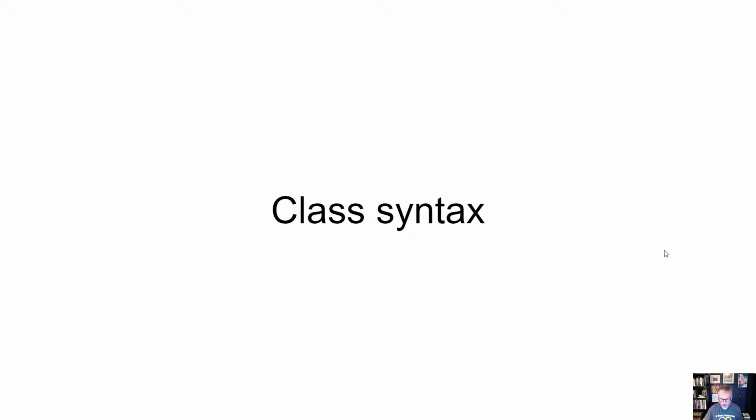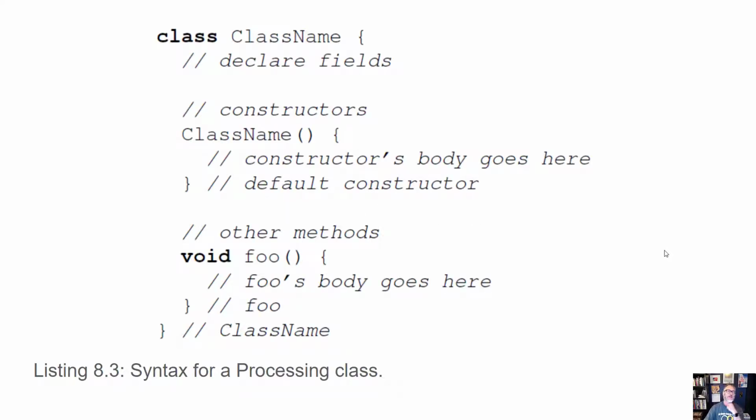You guys, I hope remember that syntax means what are the words we have to use to make the program do something? What do we have to type? So when we're writing a class, here is a listing from the book, listing 8.3, the syntax for a processing class. Let's point out the parts that are important here. First of all, the class keyword indicates that this is a class definition, just like the for keyword indicates that this is a for loop, or the if keyword indicates that this is an if statement. Class says that what follows is a class.